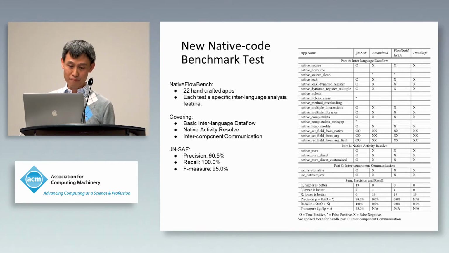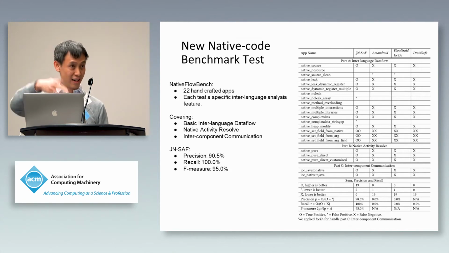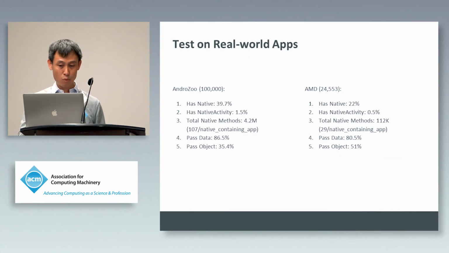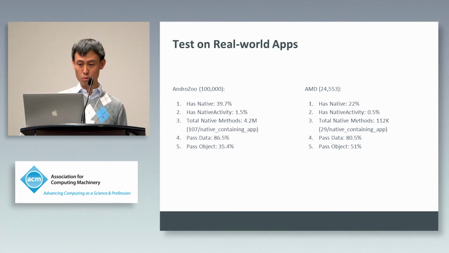JN-SAF is able to identify most of the problems. There are a couple of false positives, and then we compute precision and recall, those kinds of metrics. We also tested it on real-world apps. These are handcrafted apps just to test whether this functionality works. We also wanted to see what will happen when we apply it on real-world apps.